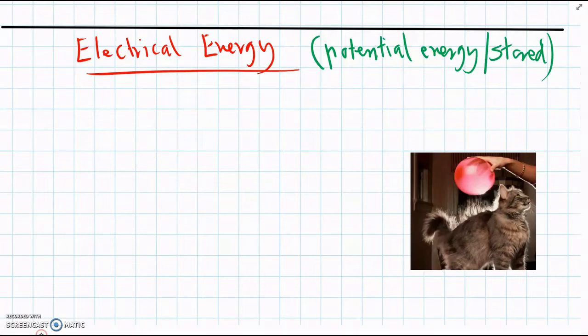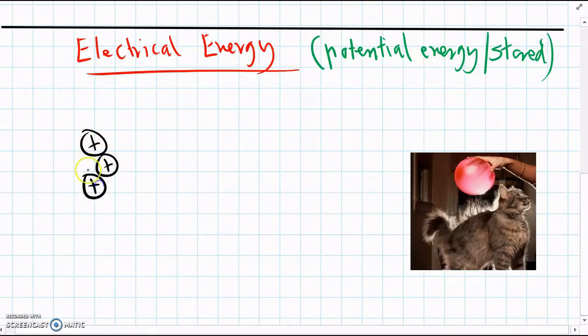So if we have some positively charged objects, all in a group, and if they're right next to some negatively charged objects, then they're as close as they can get to each other. There's no forces pulling them towards each other. So in this case, there's no energy.